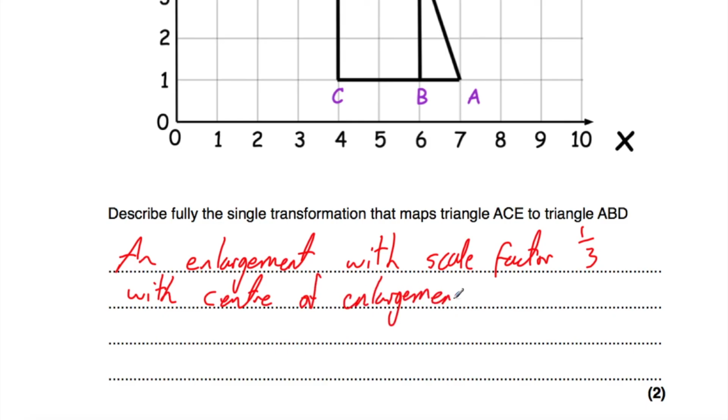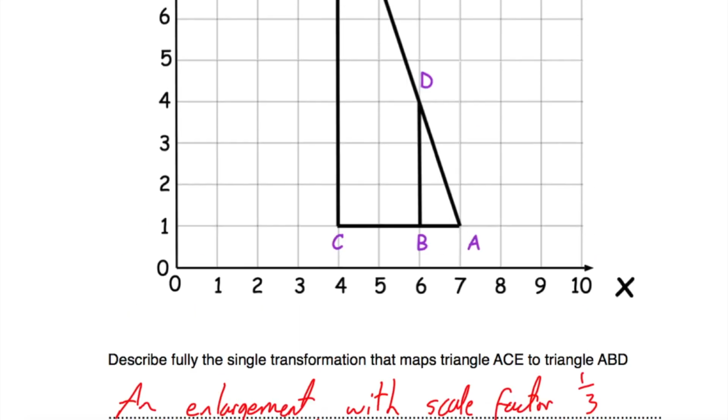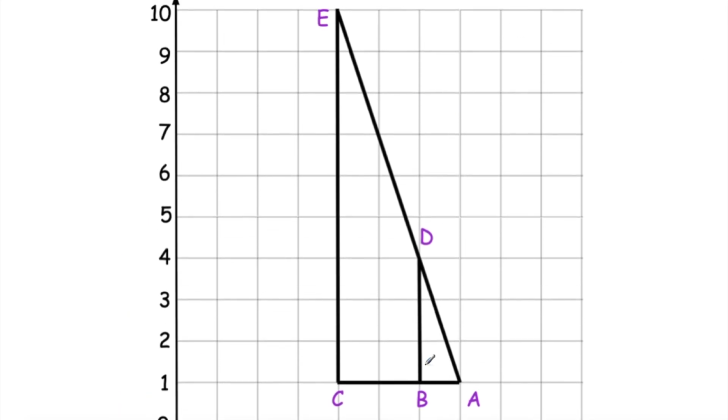And now we just need to say where the center of enlargement would be. Now this one's actually quite nice, because if we look at it, the point A stays where it is. So that means that A is going to be the center of enlargement. There's no point drawing the line from C through D and carrying on, and from C through B and carrying on, because they're all going to cross at A. And we can tell that because whenever it's been enlarged, A has stayed where it is.